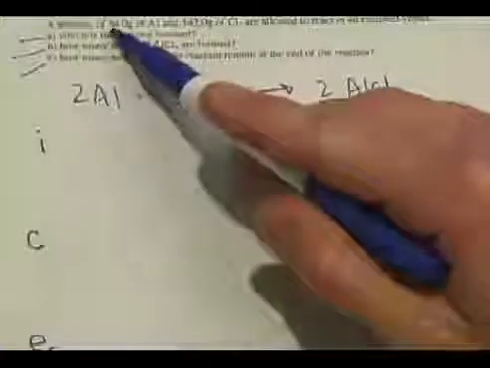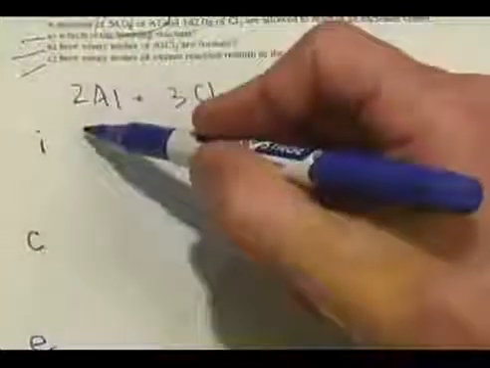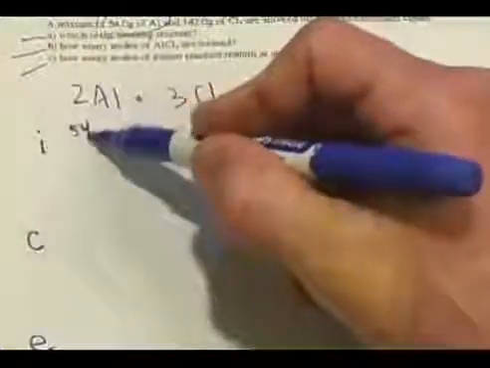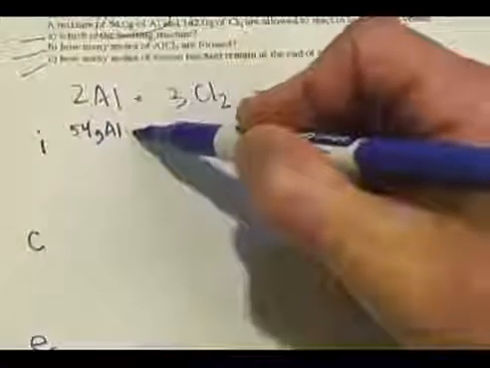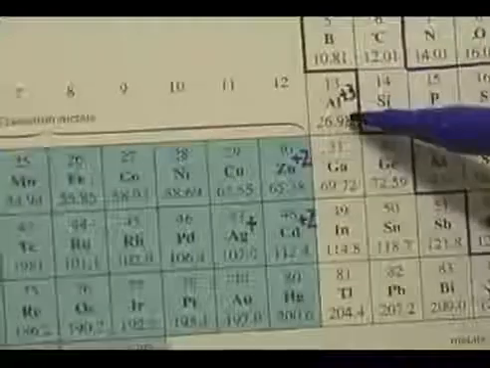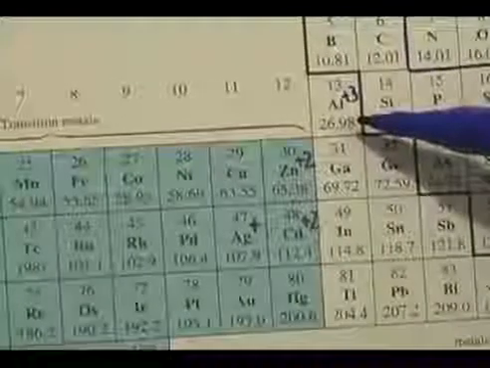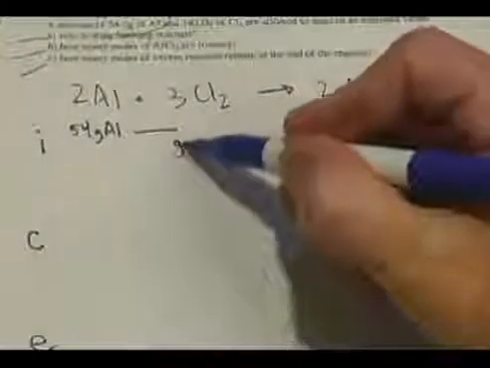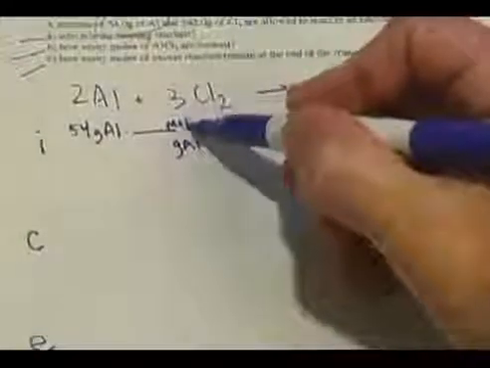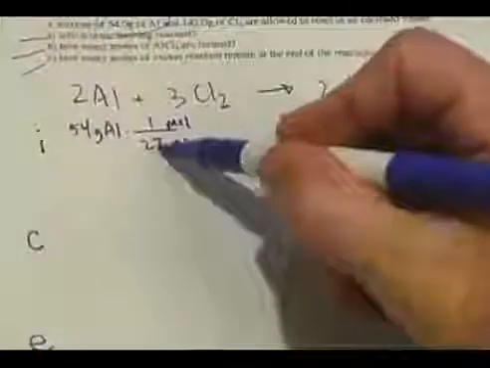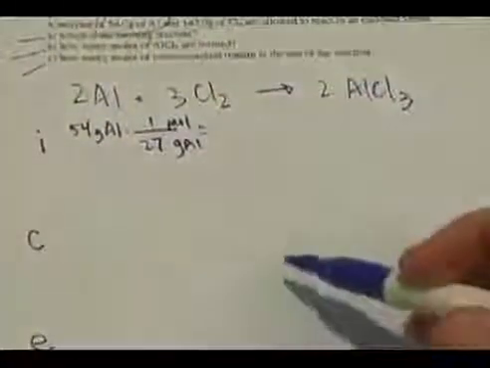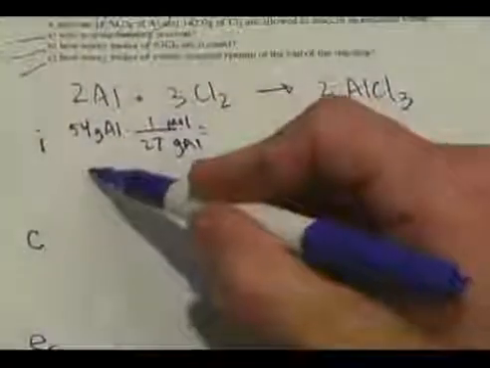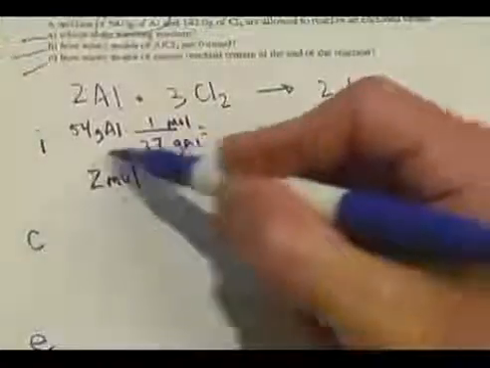I'm told that there are 54 grams of aluminum, so 54 grams of aluminum. And if I look on the periodic table, aluminum has an atomic mass pretty close to 27, 26.98. So I'm going to use 27. Put grams of aluminum in a position where it's going to cancel. Moles is my new set of units, and in 1 mole there's 27 grams. 54 divided by 27, lo and behold, you don't even need your calculator, turns out to be 2 moles. So I start with 2 moles of aluminum.